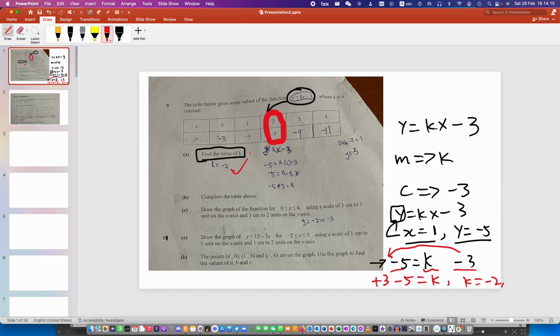Okay, you know how to get k already. So you just pick one set of values, you put it into this, right? Then you get your k. Are you clear? So let's say if I don't use this set, can I use 2 and -7? Test it out.